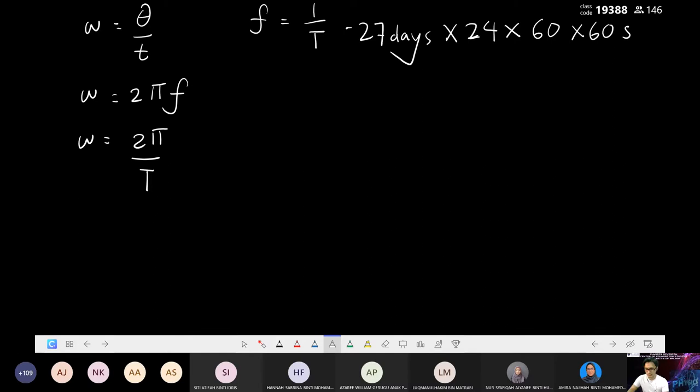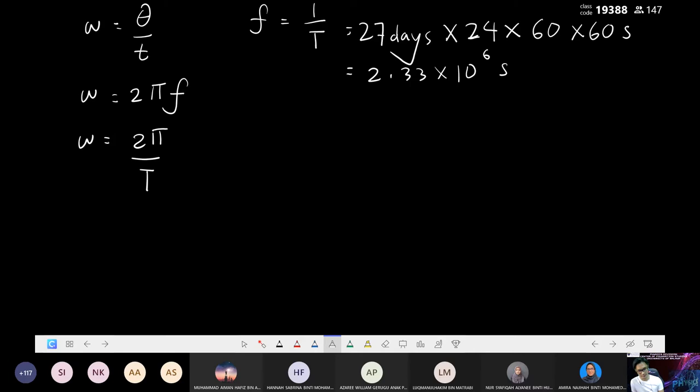Okay, jawapan dia adalah, boleh calculate dengan saya? 24 times 60 times 60. Berapa? 2,332,800. 2.33 times 10 to the power of, is it? The juta, right? 1, 2, 3, 4, 5, 6. Yep, correct. To the power of 6 seconds. All right. Then we have the time already in second.